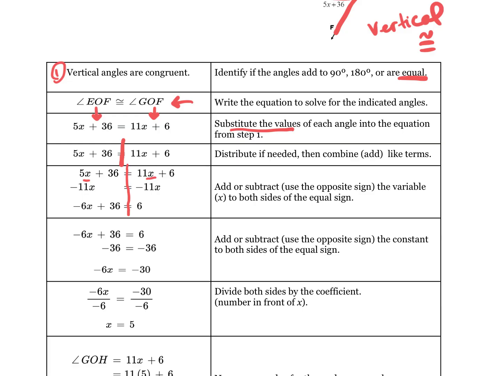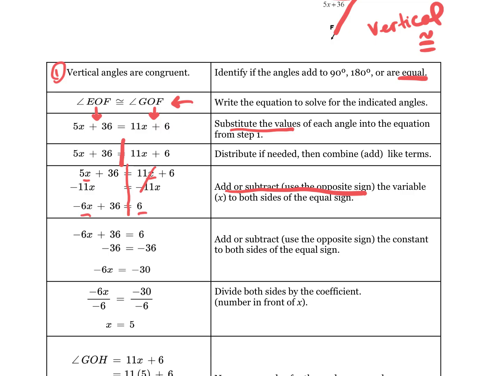So the first thing I need to do is get all of my x's to the left-hand side of the equal sign. And I do that the same way I would move any numbers to the right side of the equal sign. I'm going to do the opposite. I'm going to add or subtract using my opposite or inverse operation. So to move 11x to the other side of the equal sign, I'm going to subtract 11x from both sides. So this will cancel out, leaving me with just 6 on the right-hand side. And then 5x minus 11x equals negative 6x.